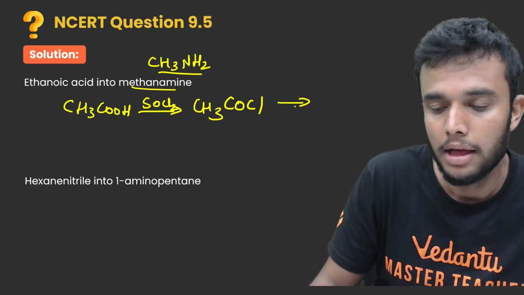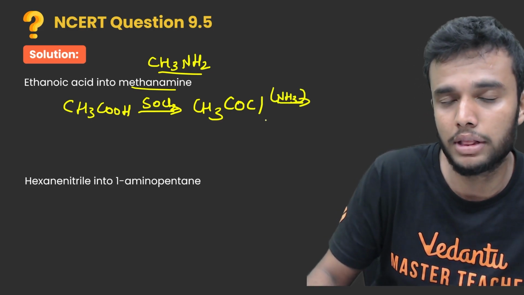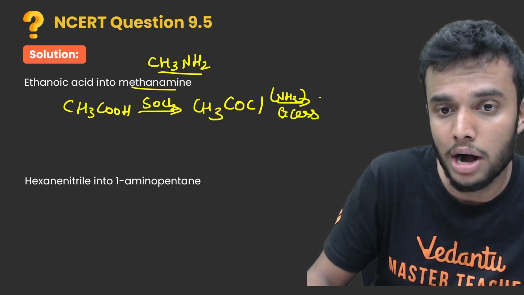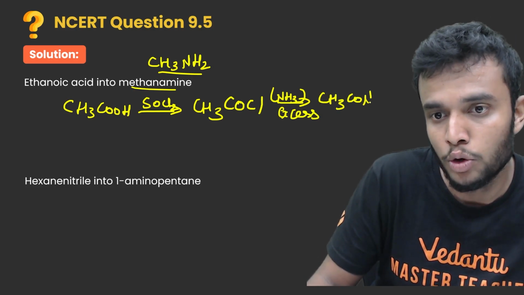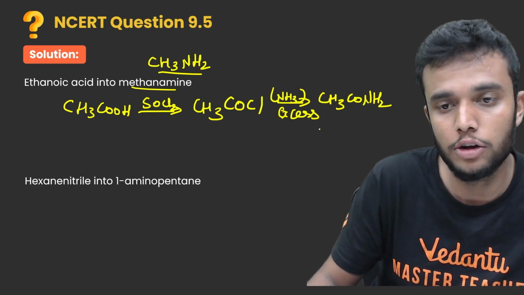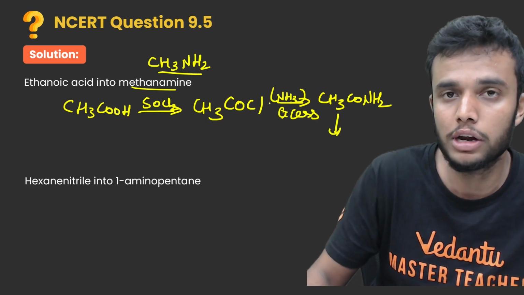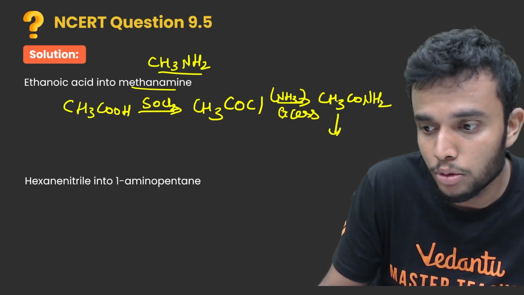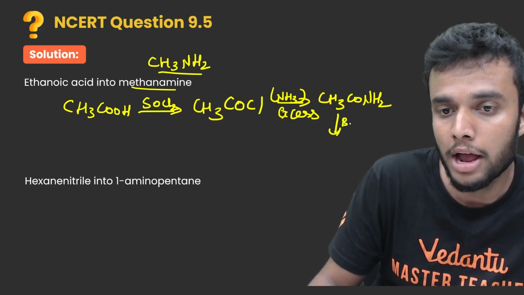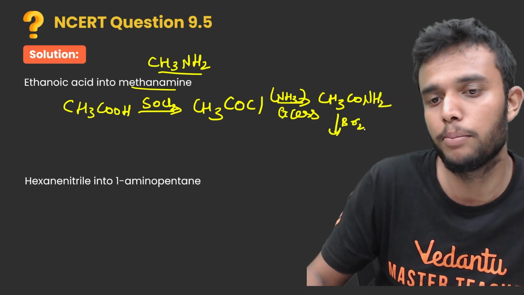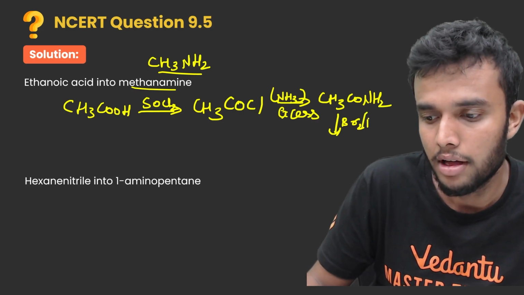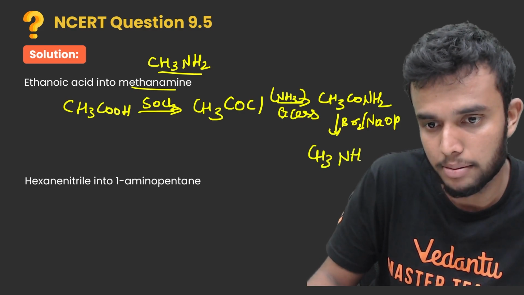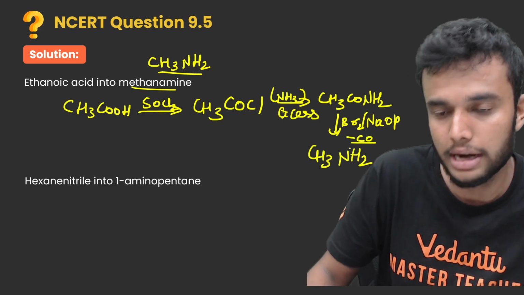Then next step, it undergoes reaction with excess ammonia. It yields CH3CONH2. The ammonia group replaces the chlorine group. Next, the last step, we want CH3NH2. We need to remove this carbonyl group. How can we remove it? By Hofmann bromamide reaction: Br2 in the presence of NaOH. What happened? The CO group gets liberated and we get methanamine.